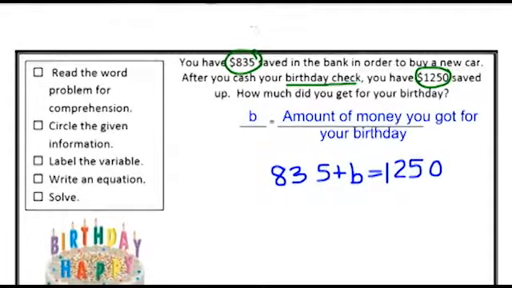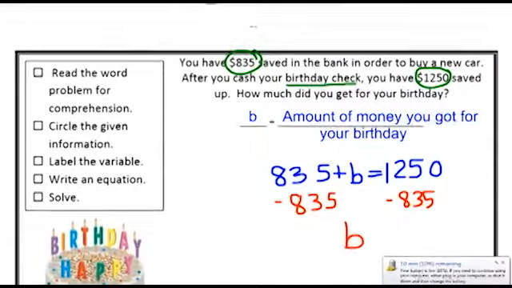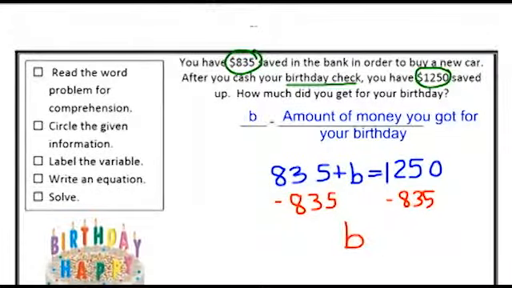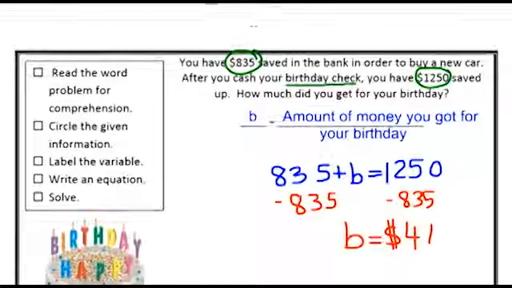Now all I have to do is solve. I'm going to subtract $835 from both sides. So B equals $415. Remember, the unit is important. Every step needs to be present.